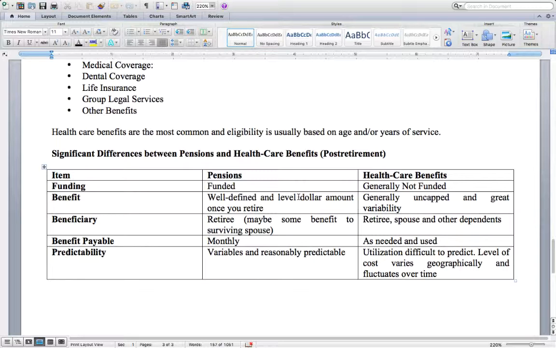For example, there could be an outbreak in Georgia one year that requires a lot of medical coverage and a lot of life insurance. However, in California, there may be none used. There may be no significant medical or life insurance. So it's very tough to determine the benefits that will be used under healthcare benefits for post-retirement.